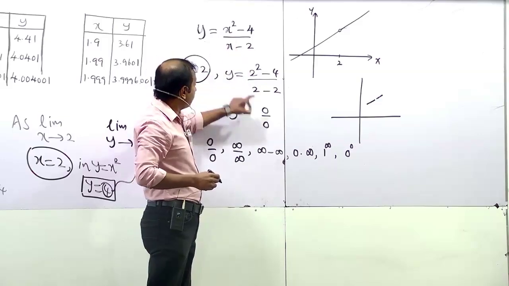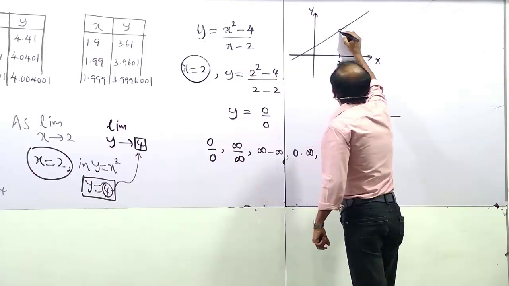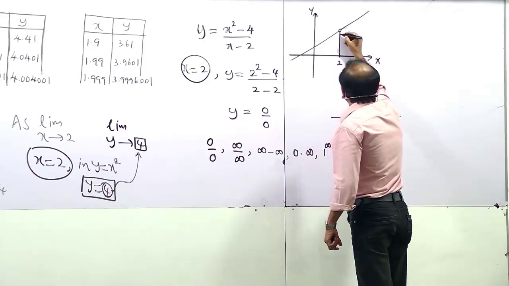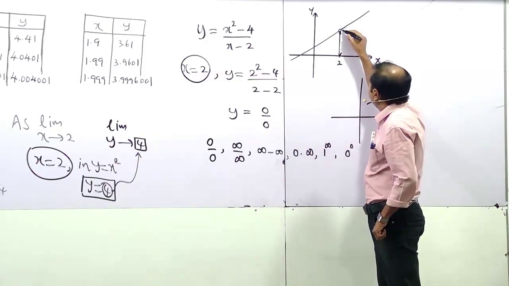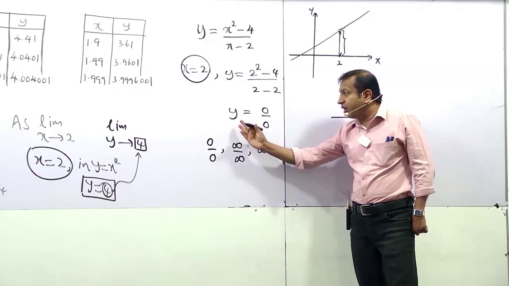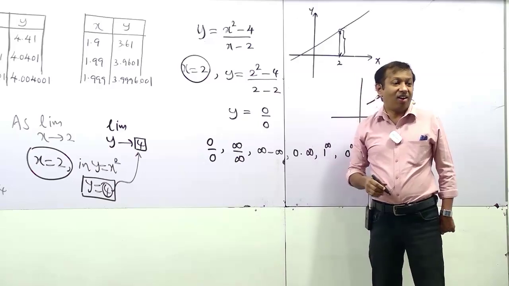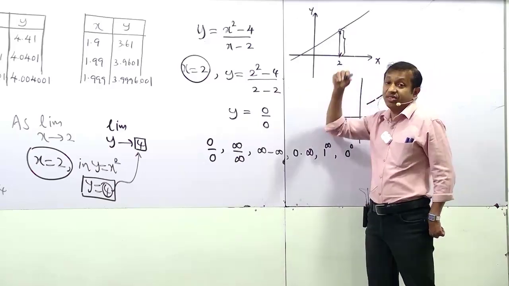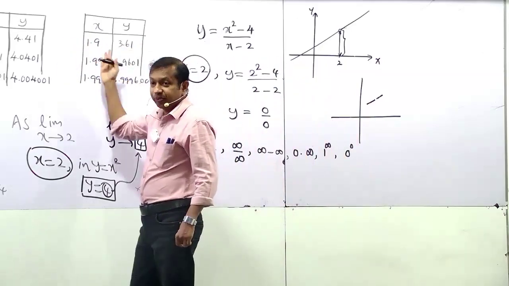Now you can see, we try to find this y value when x equals 2. Directly substituting x equals 2, we got 0 by 0. We tried to find this height. You can very clearly see by the diagram there is a height. But we can't find that height by putting x equals 2 here. Obviously we can see there's a height.